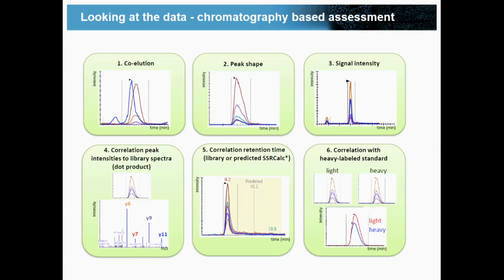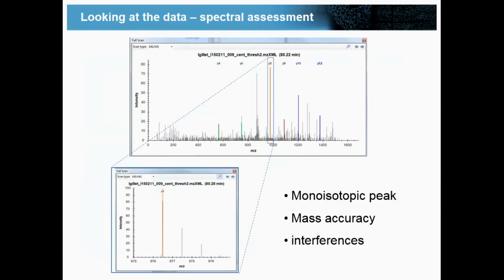Also remember the spectrum-based scores, right? So Brendan told you that you can look at what the spectrum looks like underneath, and you can see where the fragment ions you're looking for are. You can zoom in on these and check whether you're seeing what you expect. Is there a monoisotopic peak? Is the mass accuracy within the expected boundaries? Are there other interferences and this kind of thing?